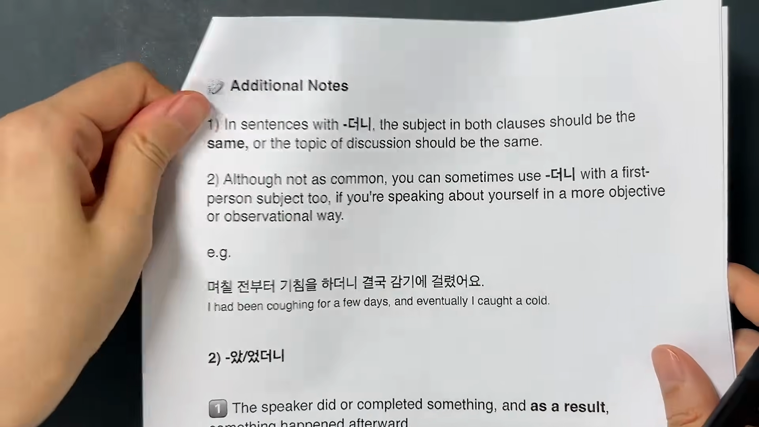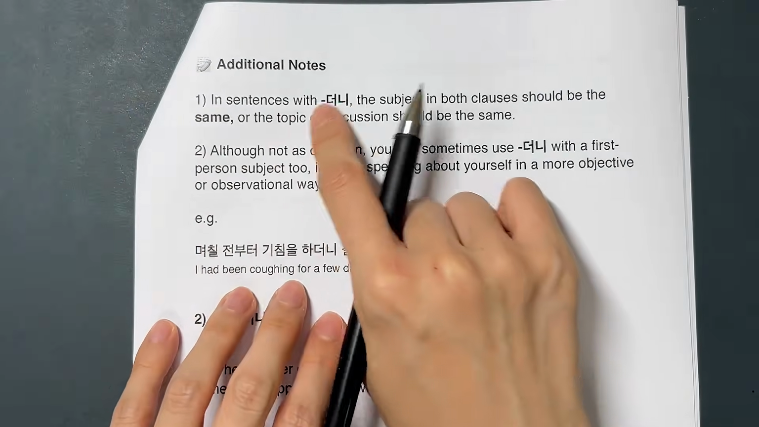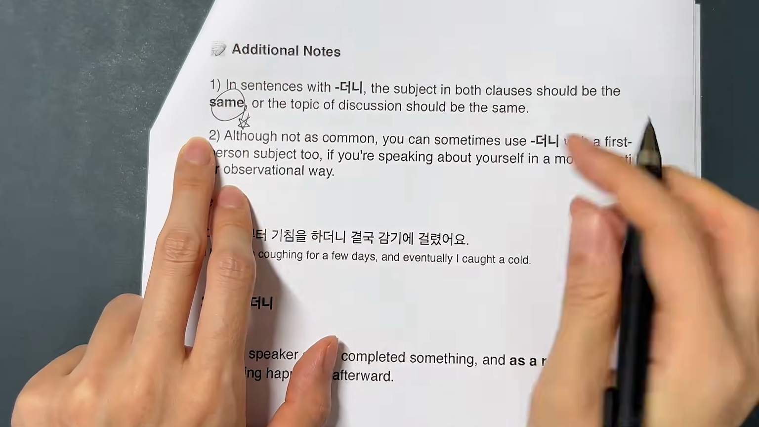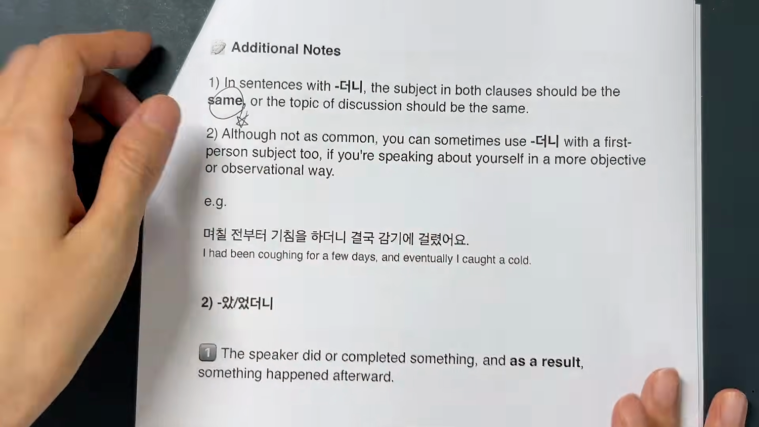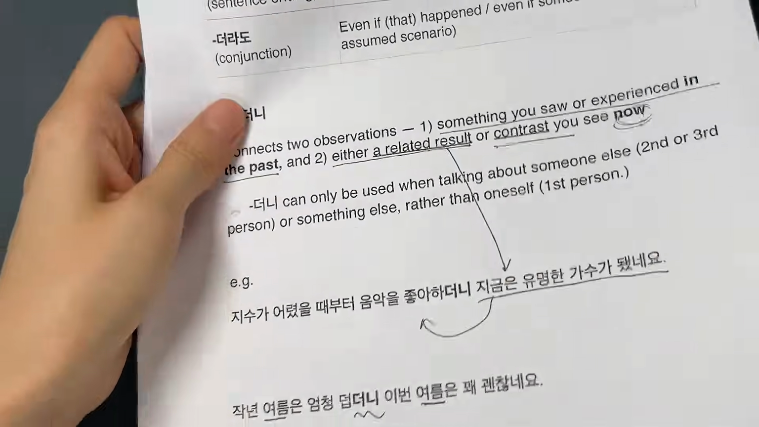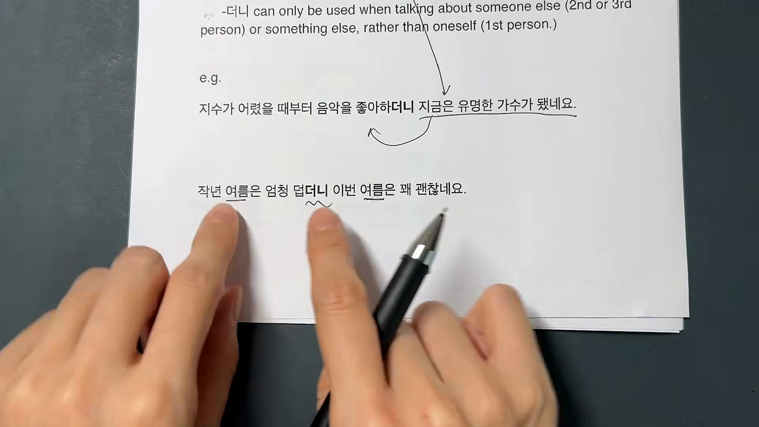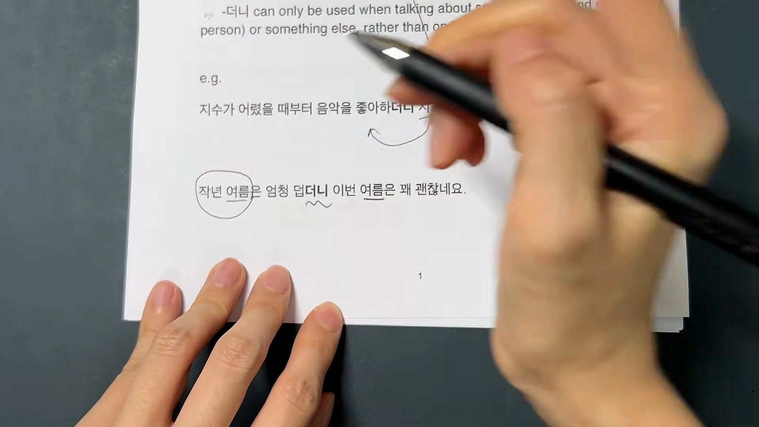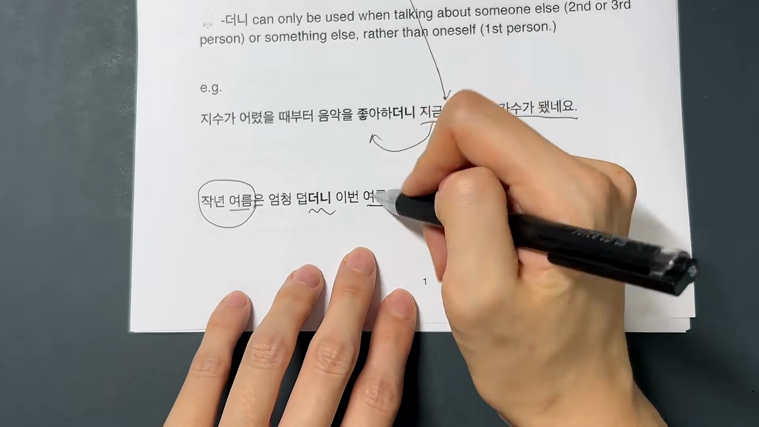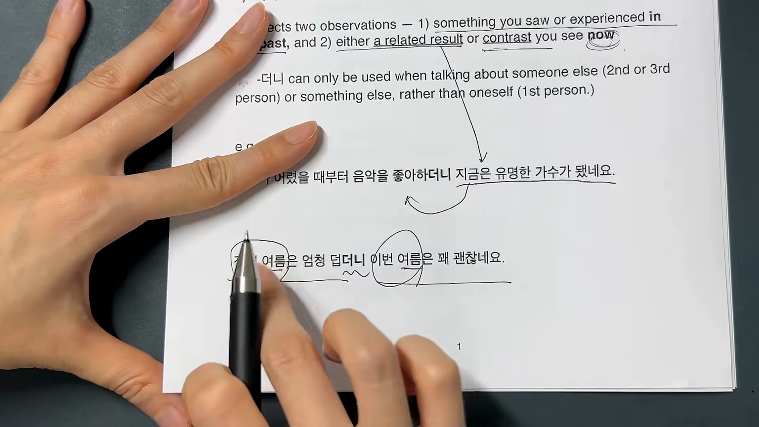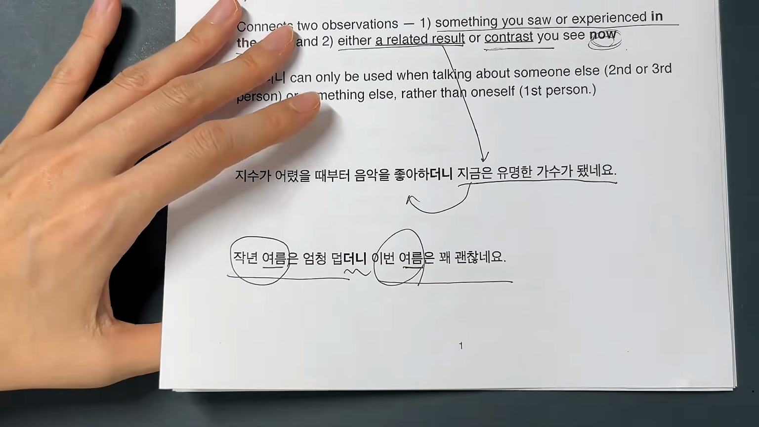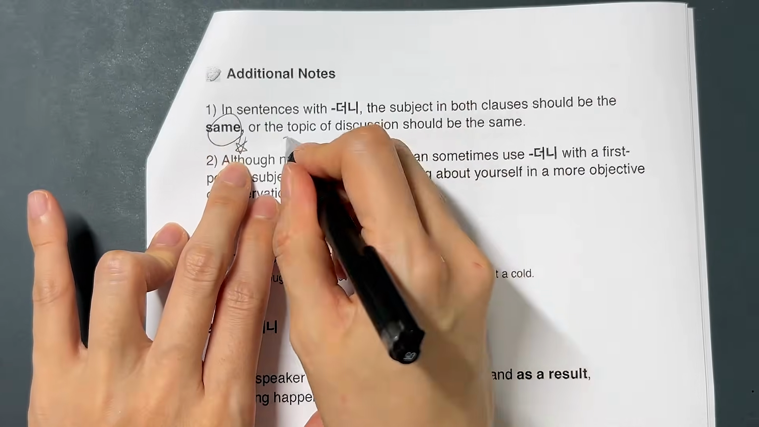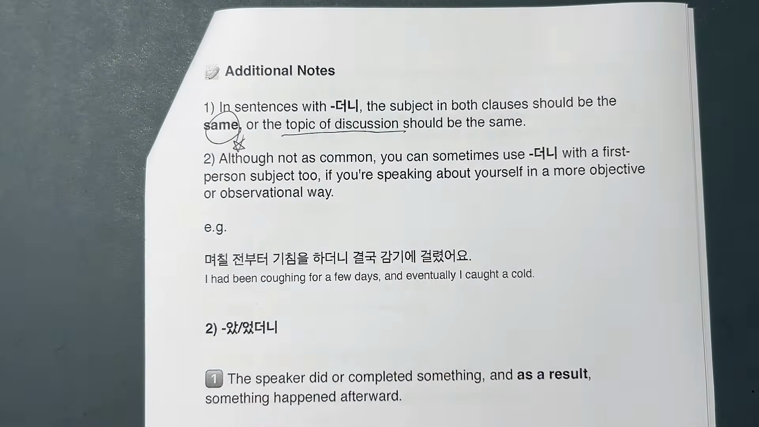And let's look at the additional details about 더니. In sentences with 더니, the subject in both clauses should be the same, or the topic of discussion should be the same. So if we go back to the last example sentence, the subject is actually different in both clauses because the first one is about last summer and the next one is about this summer. But both are discussing the topic of the weather anyway. So in this case, even if the subject is different, the topic of discussion is the same, so it's acceptable.